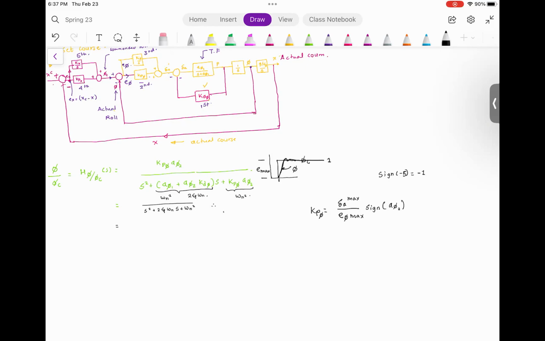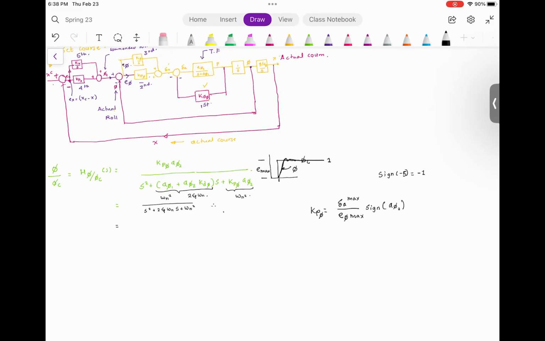But now what you have is these controller gains. So the aircraft is going to do something like this before it actually stabilizes in the roll. So by adjusting the values of the damping coefficient and Kp, you can actually tune it.